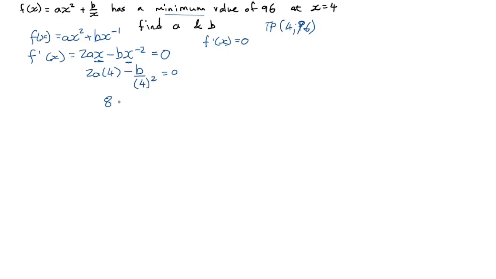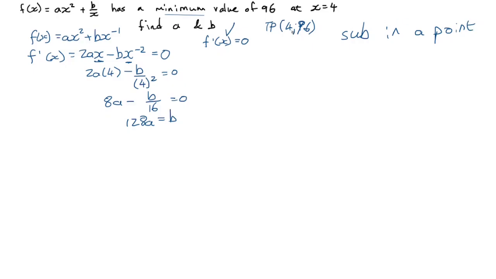That's 8a minus b over 16 equals 0. I'm going to times the 16 up, so that's 128a, and I'm going to move the b across because I would prefer to have a letter by itself. So that's the first aspect: I've used my knowledge that min or max is where the derivative equals 0. The other thing I can do whenever I feel a little bit stuck is to sub in a point.